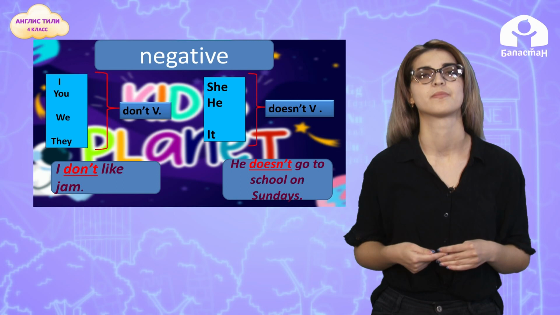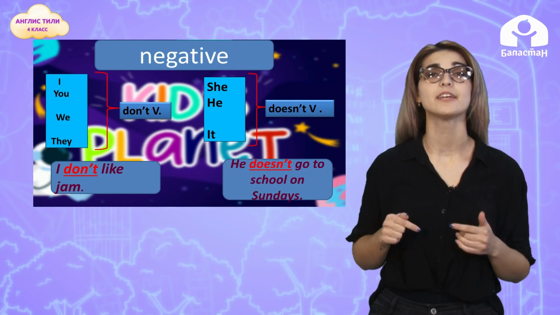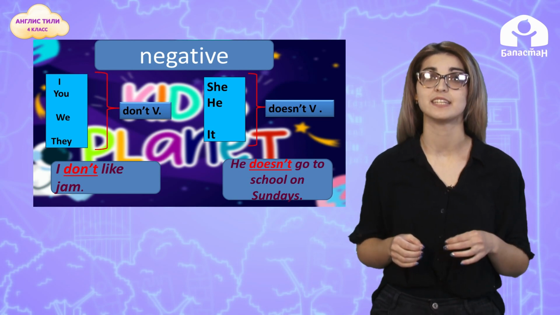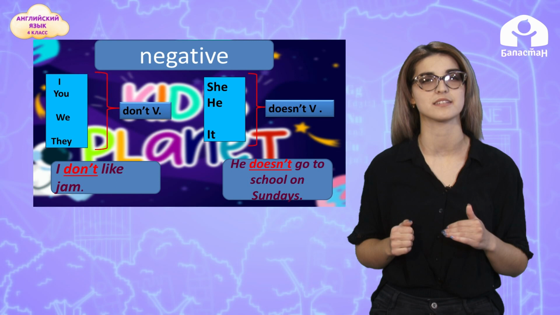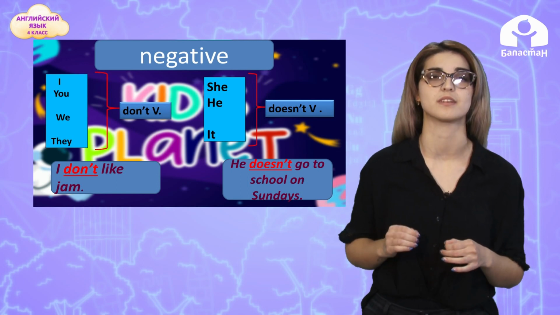Negative form. In the negative form, the particle not joins the auxiliary verb. I don't, you don't, we don't, they don't. For example, I don't like jam. She doesn't, he doesn't, it doesn't. For example, he doesn't go to school on Sundays.